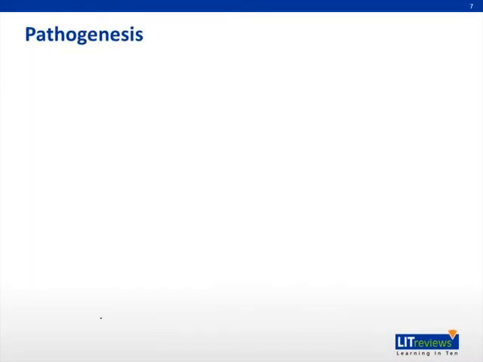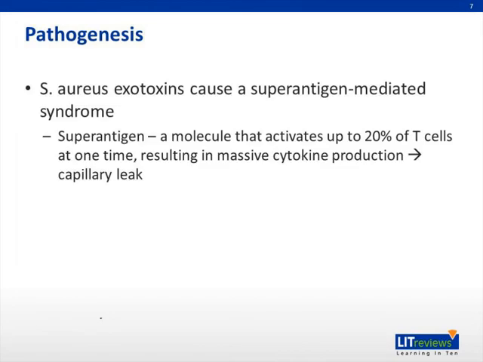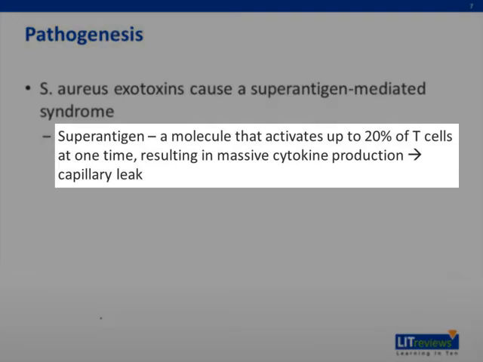The pathogenesis of the disease process is due to a superantigen-mediated syndrome caused by the Staph aureus exotoxins, either the TSST-1 or the enterotoxins that Staph aureus releases. Just a refresher, a superantigen is a molecule that activates up to 20% of T cells at one time. This results in a massive cytokine production, which leads to capillary leak and hypotension, and down the line, potentially death from hypotension and the systemic sequelae of this.